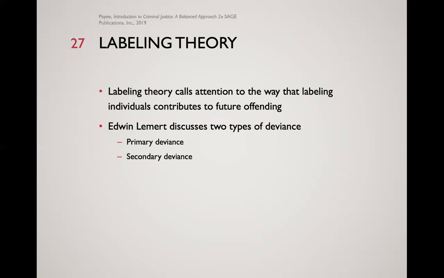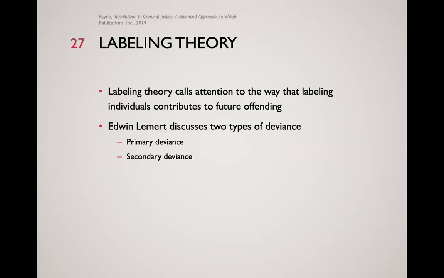Lemert discusses two different types of deviance. So you have primary deviance and you have secondary deviance. The best way to learn what labeling theory is and the main context of it is to think of it in temporal order, or chronological order. So you would have primary deviance.